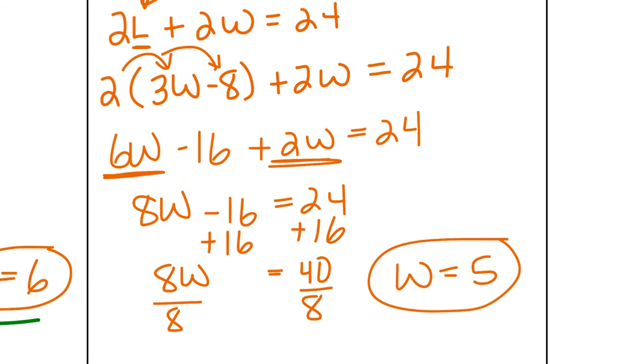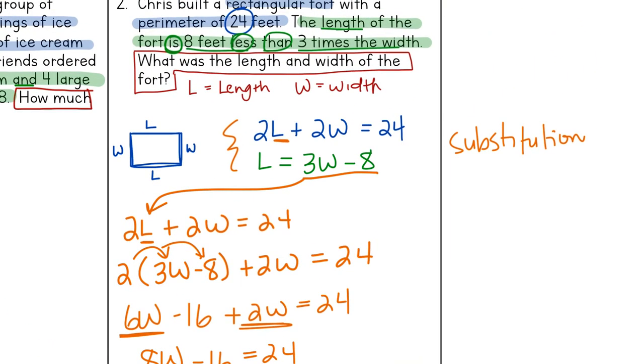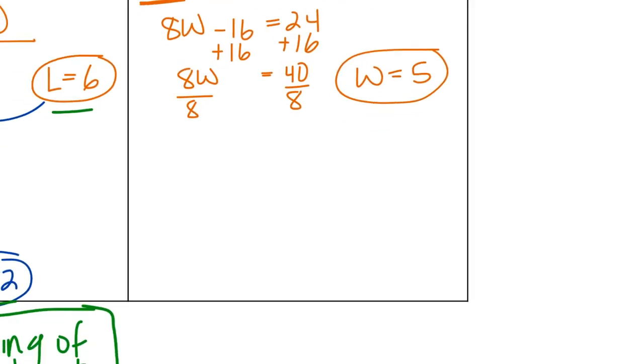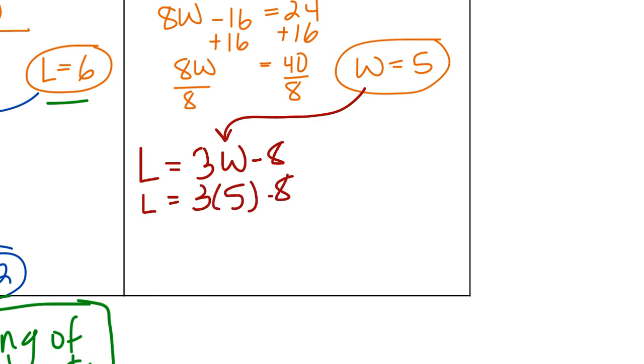So I found one of my variables, but I still need to go back and solve for the other variable. So basically, I found width, I need to go back and find length. So what I'm going to do is pick any of the equations. I'm going to pick the second one. L equals 3W minus 8. But instead of W, I'm going to plug in 5. Three times 5 is 15, minus 8. So L equals 7.